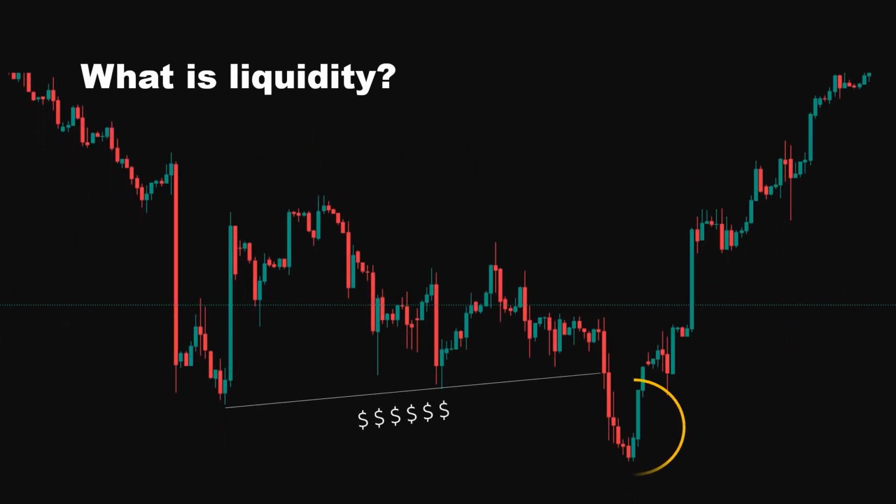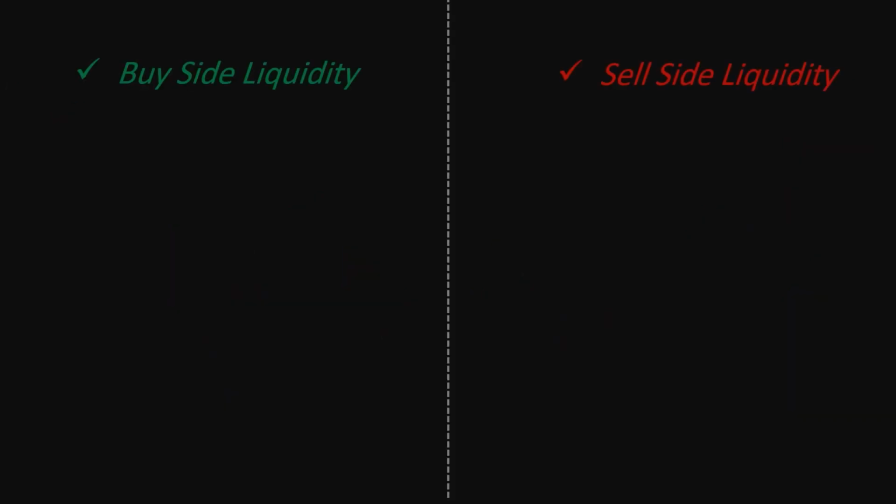Actually, liquidity is like a rubber band. The market goes in the opposite direction to take liquidity, and after taking liquidity it aggressively goes in the desired direction. There are two types of liquidity: buy-side liquidity or BSL and sell-side liquidity or SSL.